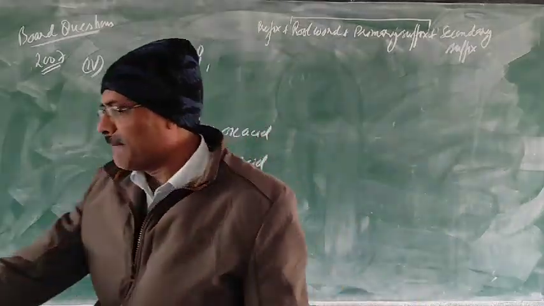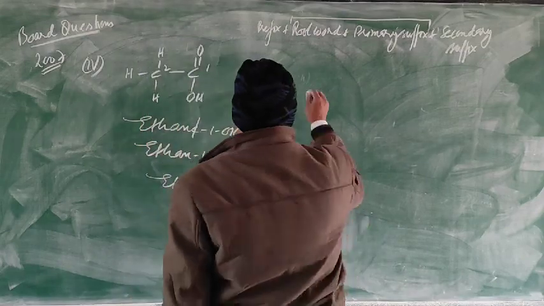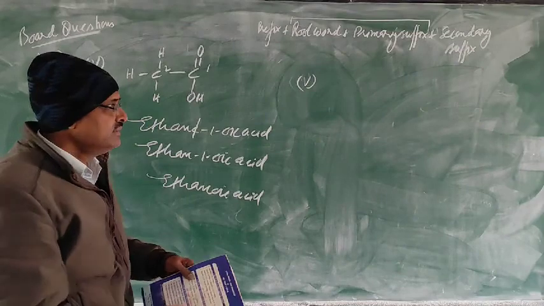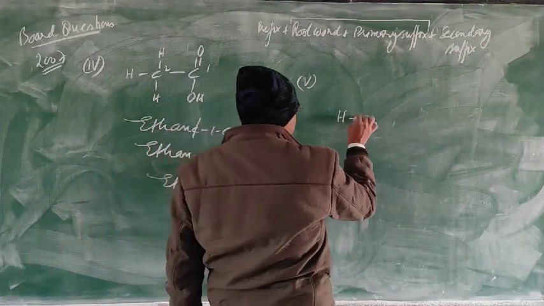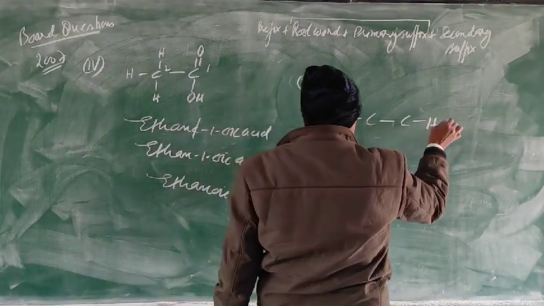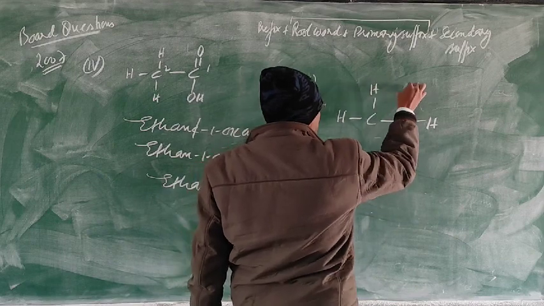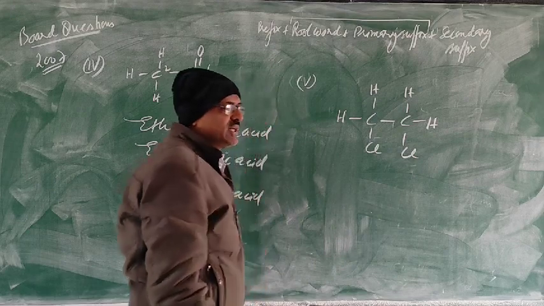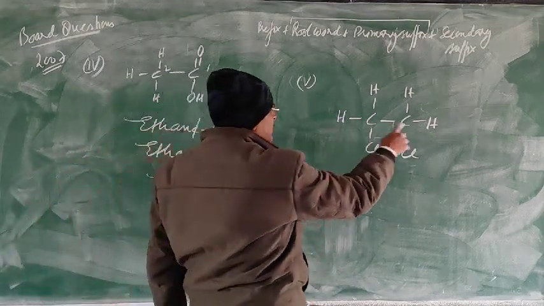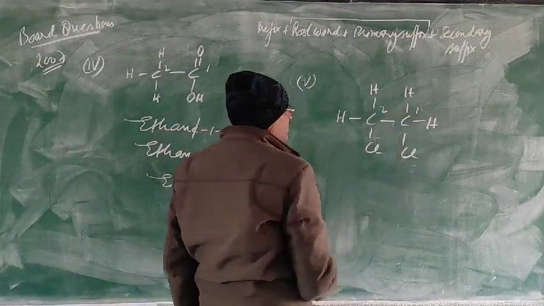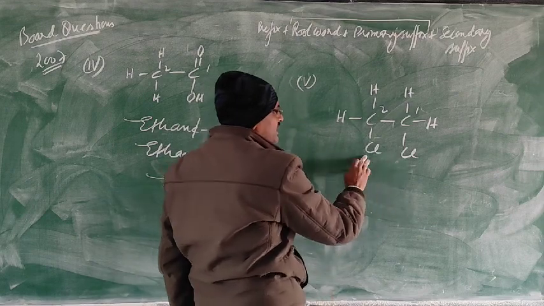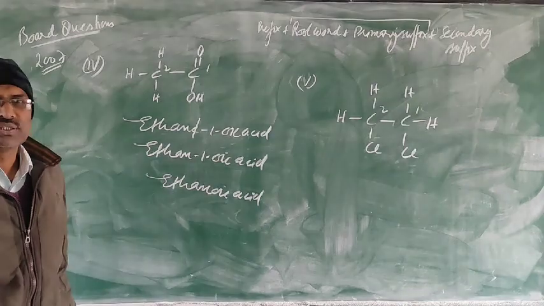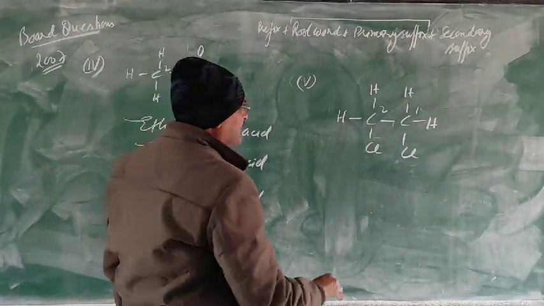Now the fifth structure is given in your book. First of all, select the longest carbon chain and do the numbering 1, 2. This chlorine is a substituent, and it is coming 2 times. When the same substituent is repeated, their position numbers are separated by a comma.